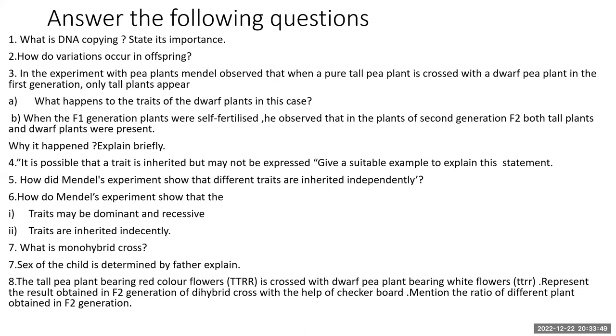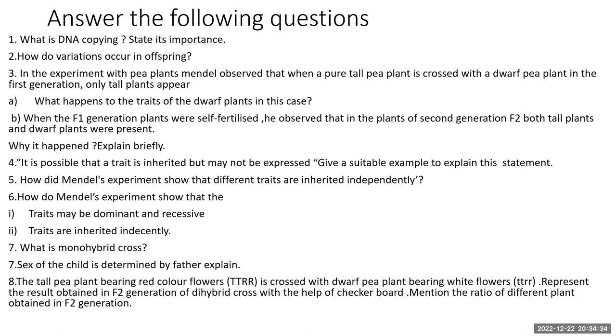Yes, children. When Mendel took a pure tall plant in a homozygous condition and a pure dwarf plant in a homozygous dwarf condition, at that point of time he saw that in the F1 generation, when he crossed them, the plants were all tall, isn't it? So all the plants were what here? Tall. Why were all the plants tall in the F1 generation, or the first filial generation? Because the dominant traits were getting expressed. Recessive characteristics were getting suppressed.